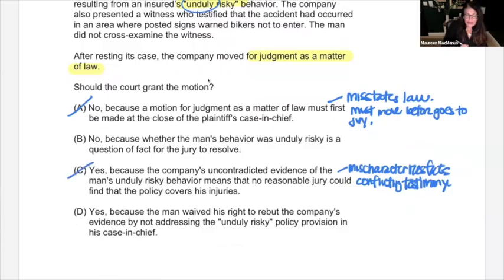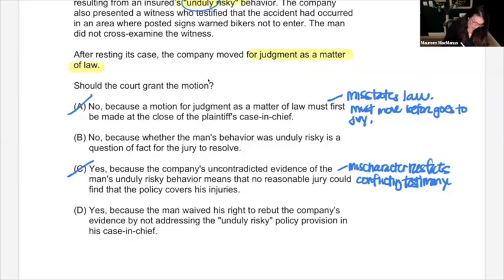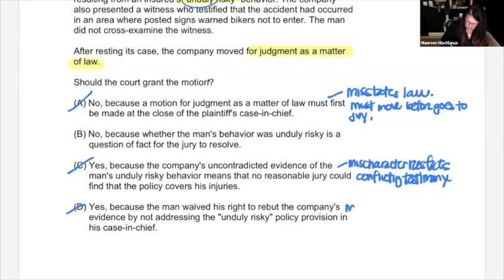And then D, yes, because the man waived his right to rebut the company's evidence by not addressing the unduly risky provision in his case in chief. And that just misstates the law. He didn't waive his right to rebut it by not addressing it in his case in chief. He can do it when he cross-examines, et cetera. He can do it while the defense is putting on their case. So B is our correct answer.